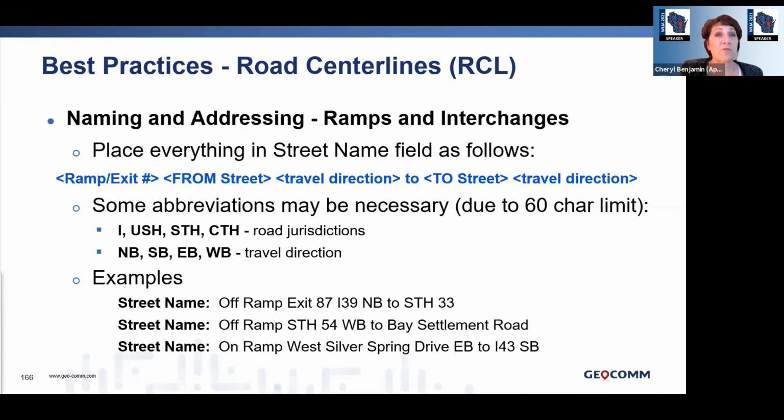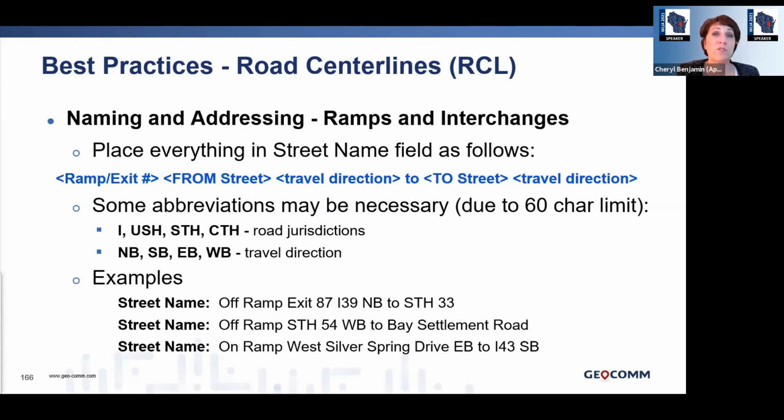And because of that, we said, okay, not everything's going to fit if we spell it out. So as you can see on screen here, we chose road jurisdictions and travel directions and came up with some shortcuts and abbreviations to use for them. And then on screen, here's a couple of examples. So here you have an off-ramp, and it's exit 87 on I-39 traveling northbound to State Highway 33. And so it just says State Highway 33 because it exits off, and when you get to the end of the exit, you can go either direction.